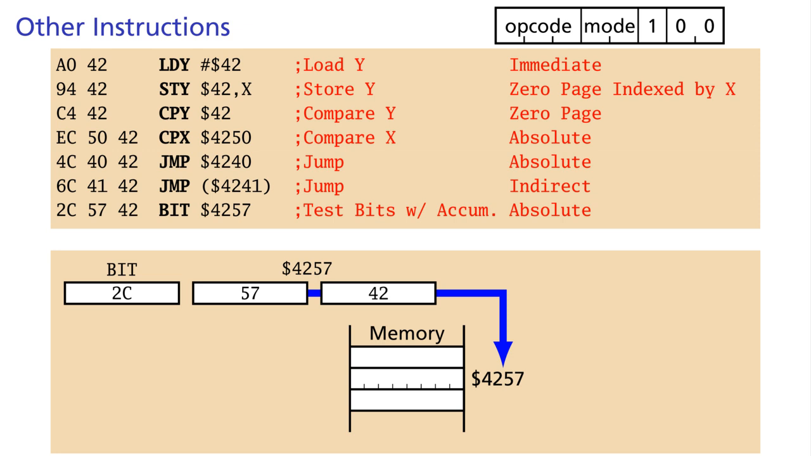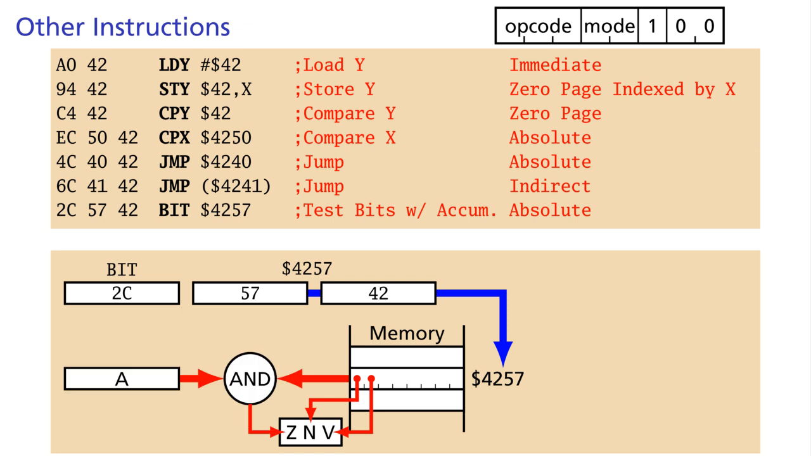The BIT instruction has my vote for strangest instruction in the 6502. It loads a byte from memory, loads its 2 most significant bits into the negative and overflow flags, then performs a logical AND with the accumulator, and sets the 0 flag based on the outcome of the AND, without changing the accumulator.